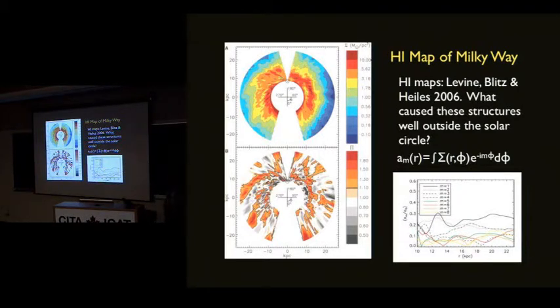Now, in an isolated galaxy, the stellar density waves travel between the inner and outer Lindblad resonances. In principle, gaseous density waves can go beyond these resonances, but their amplitude drops off because there's nothing out there to force the gas. So it's not that you wouldn't expect anything in the outskirts, but you certainly wouldn't expect things at the level of 20 to 30%. So we have to ask the question, what caused these structures well outside the solar circle?